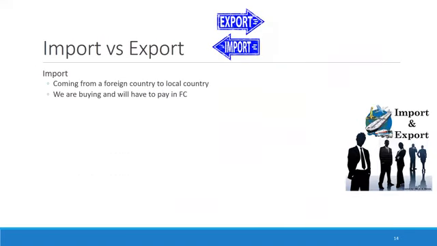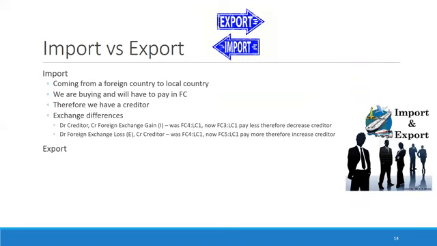Okay, import versus export. If in fact we are importing, we know that it's coming from a foreign country to our local country. So we are buying and will have to pay using that foreign currency itself. So if we're buying something and we owe them money, we therefore will have a creditor that will be raising. So as we import an item, we'll debit the assets, say inventory or PPE, and we would credit our foreign creditor. We owe them money, we have a liability. In terms of our exchange rate differences, we've got two examples for you here to show you how they will differ.